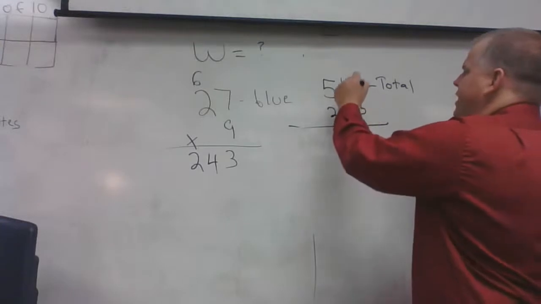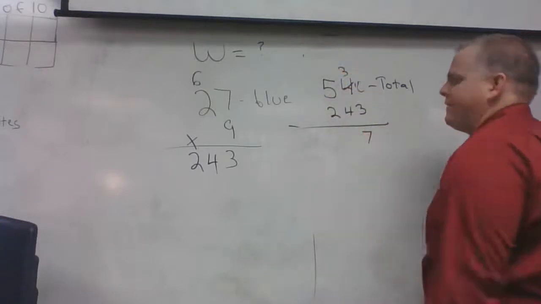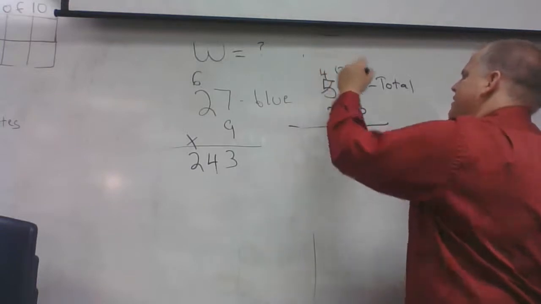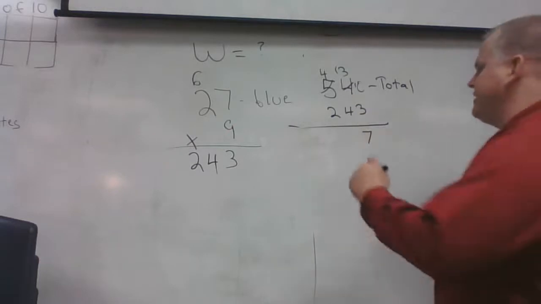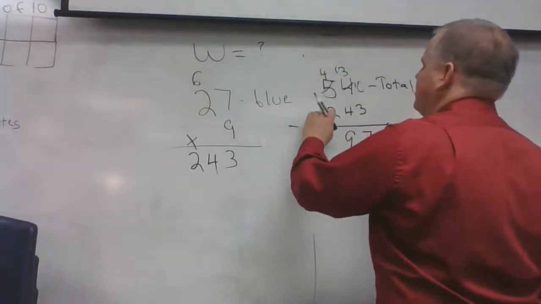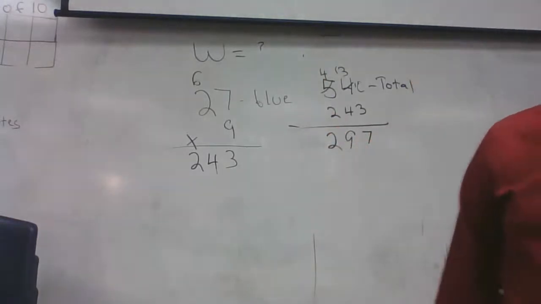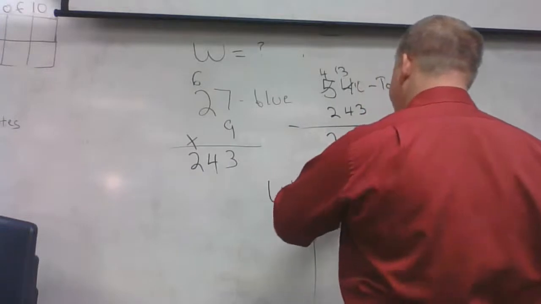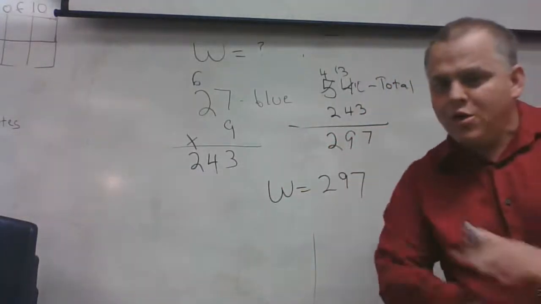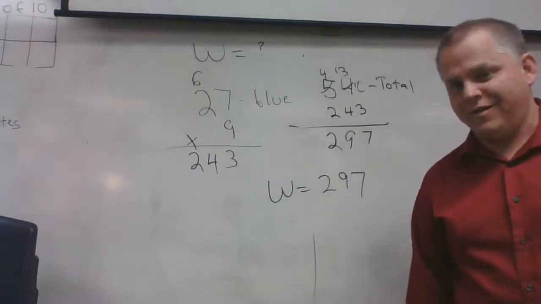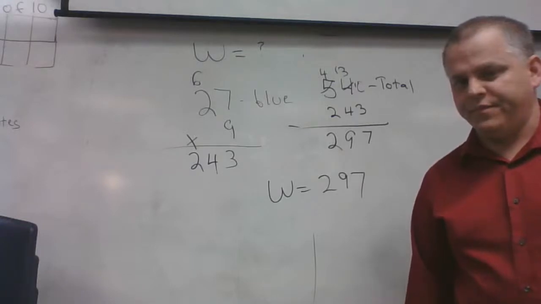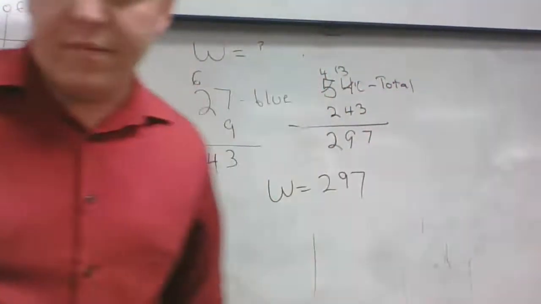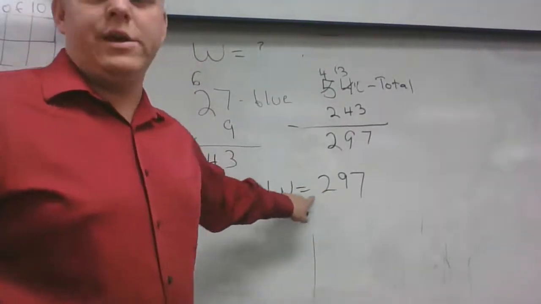I can't subtract 3 from 0. I borrow from my tens. That becomes 7 tens. And then again, I can't subtract 4 tens from 3 tens, so I have to borrow again. 13 tens minus 4 tens is 9. And then 4 hundreds minus 2 hundreds is 200. So the correct answer is W equals 297. This one, way easier. Nope, 297. W equals 297, Javier.